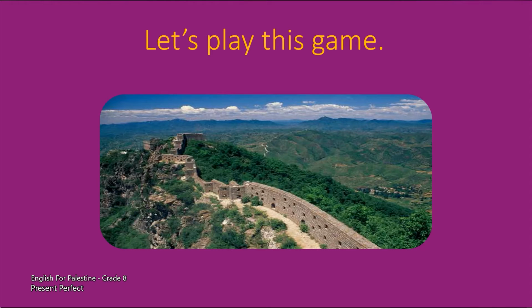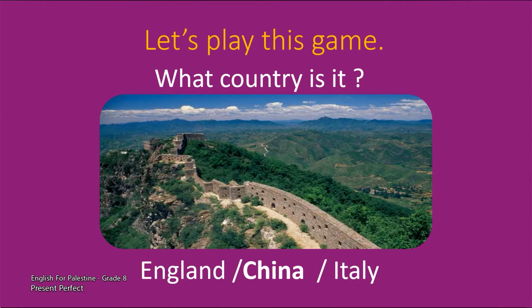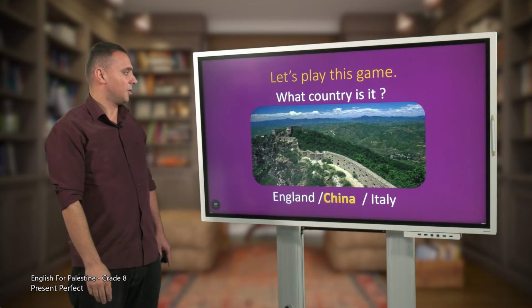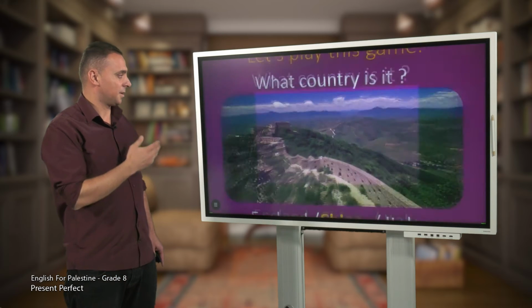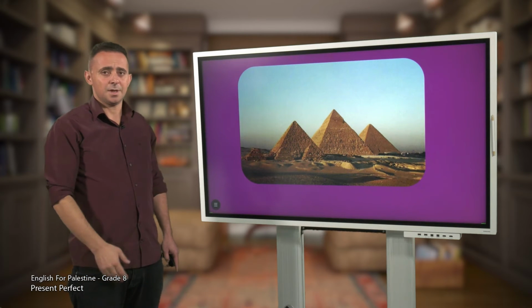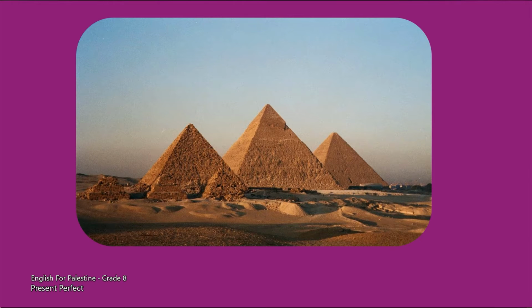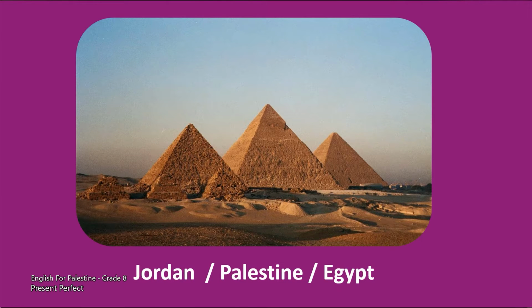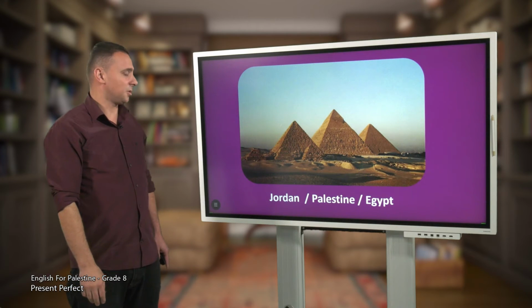Here we have pictures and each picture represents a country. I want you to find the name of the country. Look at this picture. Where is it taken from? Can you guess, dear students? Very good. It's in China. So this is the Great Wall of China. Let's move to the next picture. What do you think about this one? Where is it, dear students? These are the pyramids. Which country is it from? Very good. They are in Egypt. Let's continue.